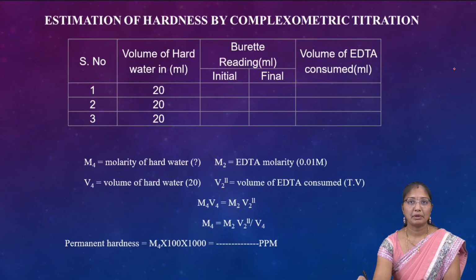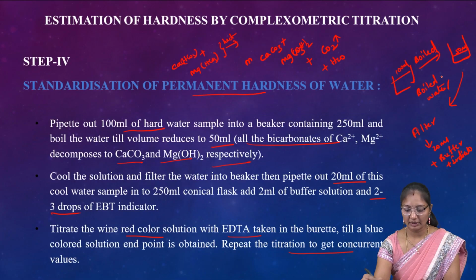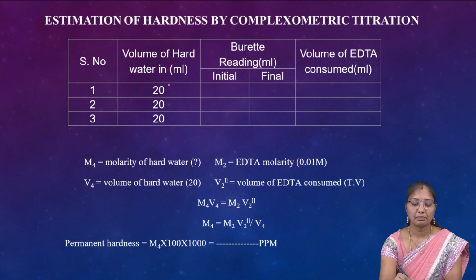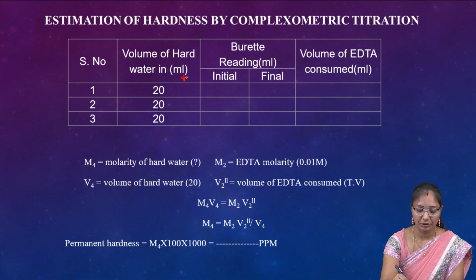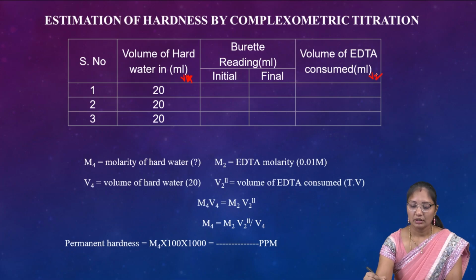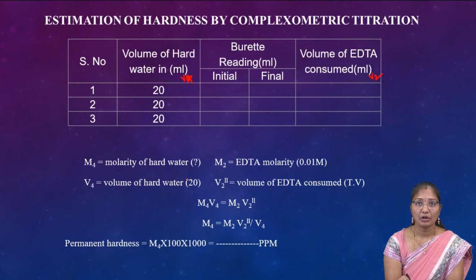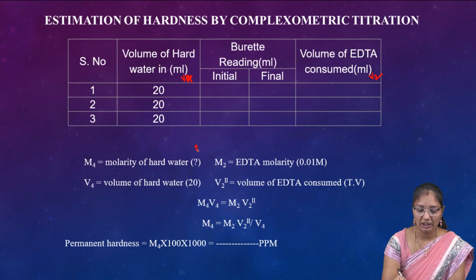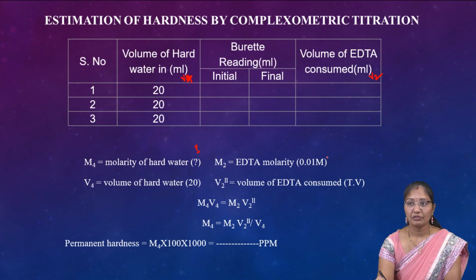So here is the tabular column, and here we are doing the titration. So 3 samples have to be taken. Again this is V1, V2, here V1 and this is V2, here V2. So the molarity of hard water is unknown, that we are going to find. The molarity of EDTA is 0.01 M.